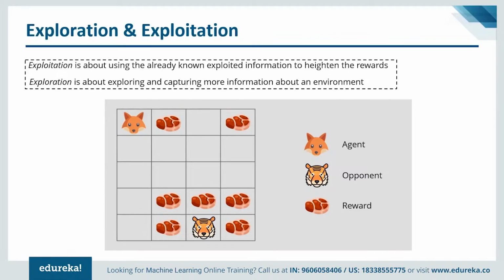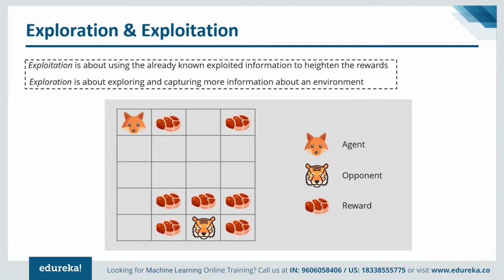All right. Now let's look at another concept which is called exploration and exploitation. Exploration, like the name suggests, is about exploring and capturing more information about an environment. On the other hand, exploitation is about using the already known information to heighten the rewards. So consider the fox and tiger example that we discussed. Here the fox eats only the meat chunks which are close to him, but he does not eat the meat chunks which are closer to the tiger. Even though they might give him more rewards, he does not eat them. If the fox only focuses on the closest rewards, he will never reach the big chunks of meat. This is what exploitation is about.